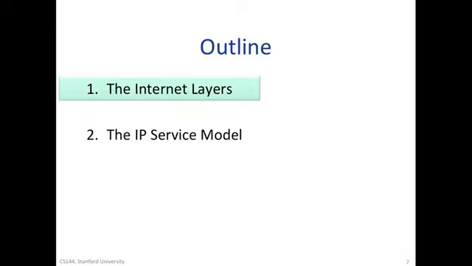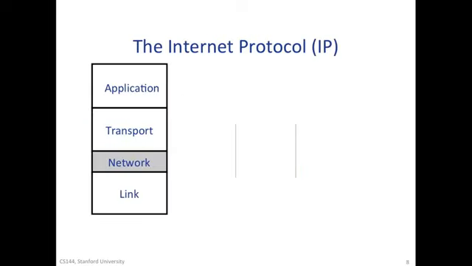Now that I've described the 4 layers of the internet model, we're going to move on and look at the IP layer in more detail. And I'm going to describe this in terms of the IP service model. That is, what service does IP provide to the layers above, and what does it expect from the layers below?